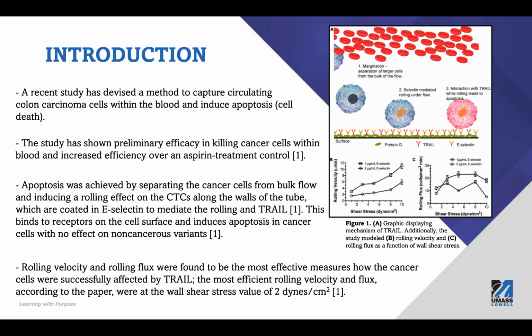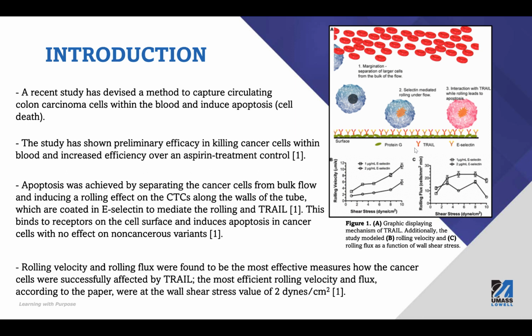And these cancer cells are taken towards the outer surfaces or the outer borders of the tube, in which they stick upon the inside surface through E-selectin, which is coating the entirety of the surface of the tube, along with TRAIL, which again is the apoptosis-inducing ligand. Now, the great thing about this TRAIL is that it affects cancer cells, but does not affect non-cancerous cells, which makes it very effective at removing cancer cells from the bloodstream, as it doesn't affect anything else.